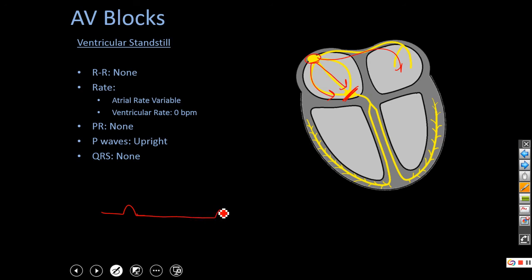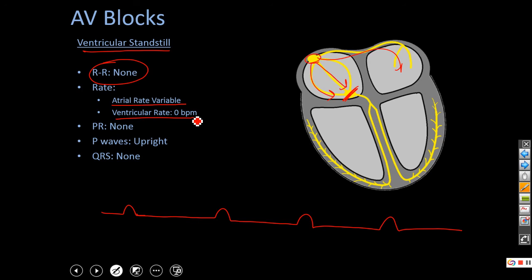Well, you just have P waves, wouldn't you? Like that. No QRS complexes. This is called ventricular standstill, where there's no R to R interval. The atrial rate, well, it's whatever the SA node is pacing at. Ventricular rate is 0 because the ventricles aren't pacing at all. Of course, there's no PR because there's no QRS.